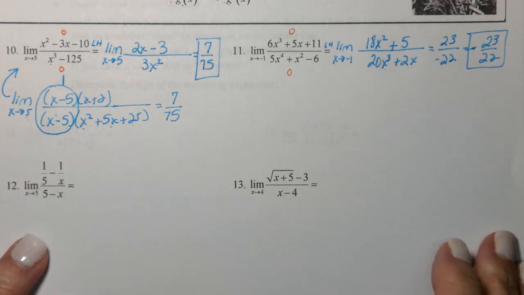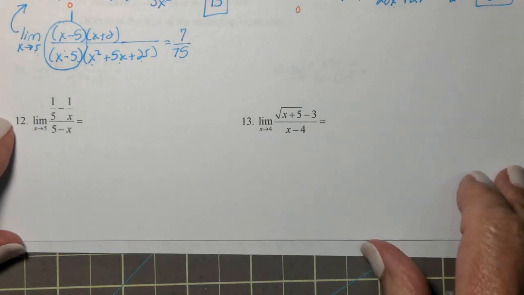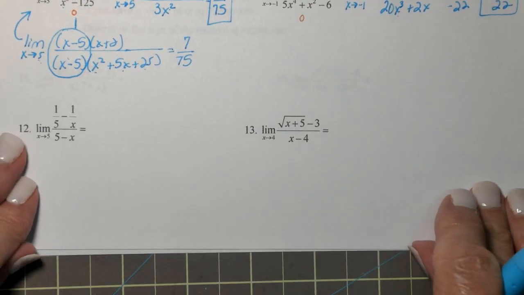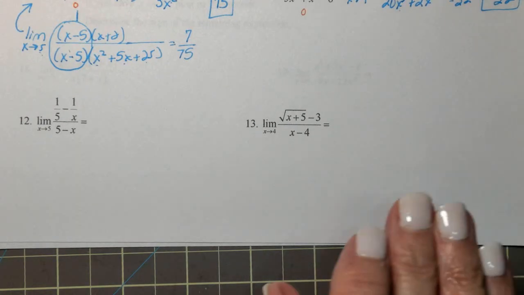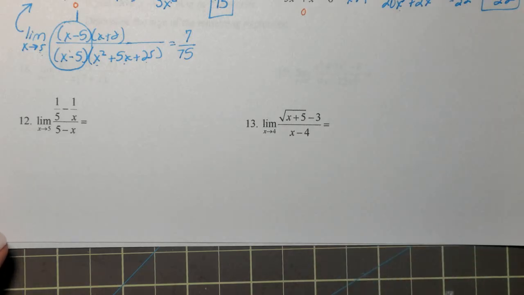Okay, getting a little thunderstorm out there right now. Okie doke. Number 12. Excuse me. I'm at the tail end of a little summer cold. It's kind of a pain.